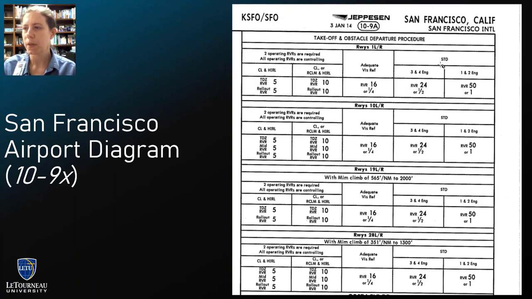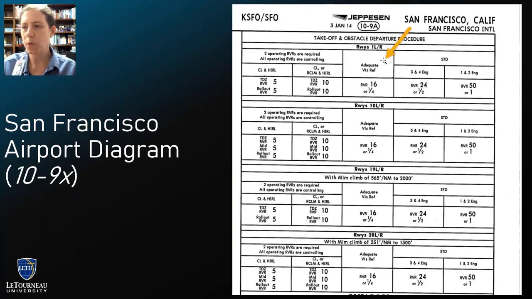Okay, so starting over here on this side of the chart, we see the abbreviation STD. That stands for standard. And they publish right there on the chart our 91.175 3 and 4 engine and 1 and 2 engine minimum visibility. Great. We already talked about that. We'd like to get lower than 1 mile visibility required for my 2 engine aircraft.